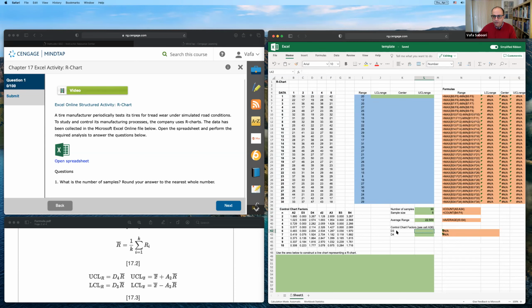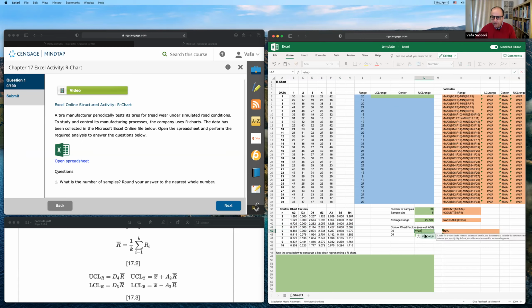Then I need to read D3 and D4 from this table, okay? Anybody remember how we did that? So manually, if you want to do it, sample size is 5, we go here, sample size is 5. And here I have all the values from A2, D3, D4, and so on and so forth. So my D3 would be 0, D4 would be 2.11, but we used a little function to read it. What was that? VLOOKUP. Very good. So we used VLOOKUP, okay?